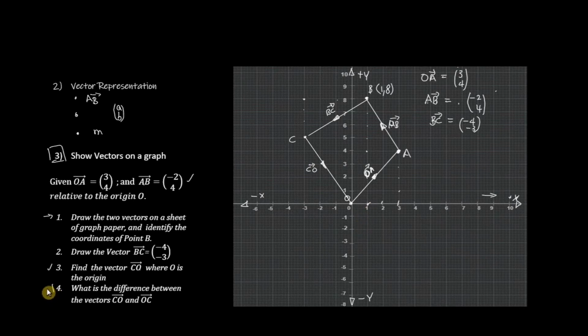So now let's look at part 4 of the question. It says, what is the difference between the vector CO and OC?